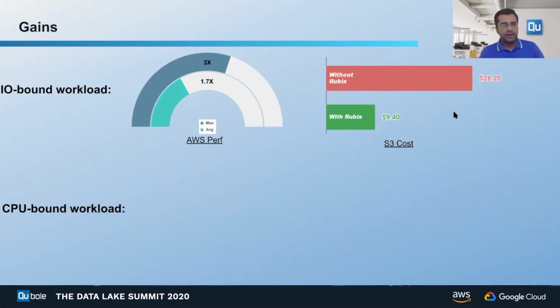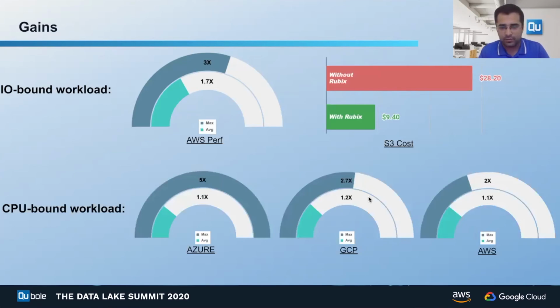Right? Getting into CPU bound workloads, and here I have some graphs for all the clouds. We see varying improvements across AWS, GCP, and Azure. If you compare AWS, you'll see that the maximum benefit has come down from 3x to 2x. But nevertheless, there are benefits. And over Azure, we could see some queries had almost 5x improvements. So across both types of workloads, we see that there is definitely scope of improvement in terms of performance and in certain cases in terms of cost.